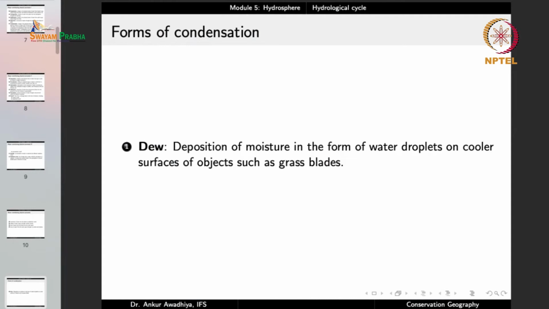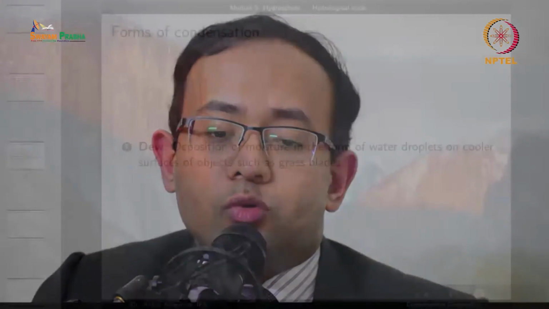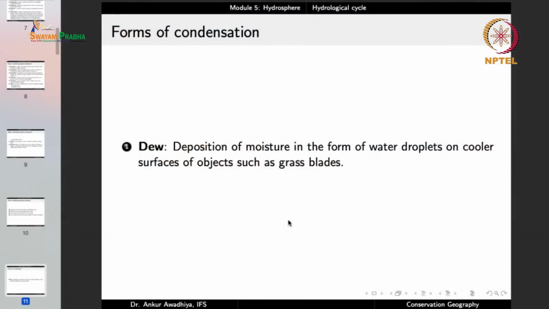Now, when we talk about condensation, condensation can happen in a number of forms. So we can have condensation in the form of clouds, in the form of dew, in the form of haze, in the form of mist, and a number of ways. So let us now explore some forms of condensation.